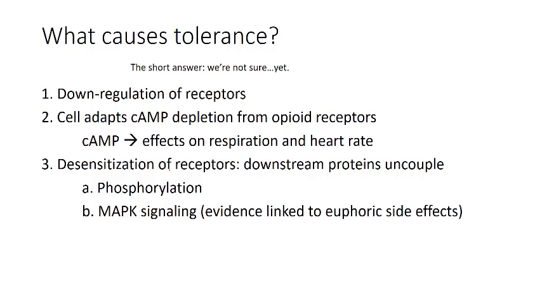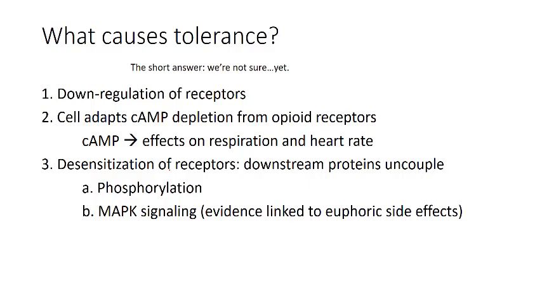levels. One of these mechanisms would be to make more adenylyl cyclase. Therefore, the person has to take more and more opioid to take the cyclic AMP levels back down to what they were before when the person first started taking the drug. Remember, cyclic AMP and PKA are key to the effects on respiration and heart rate.